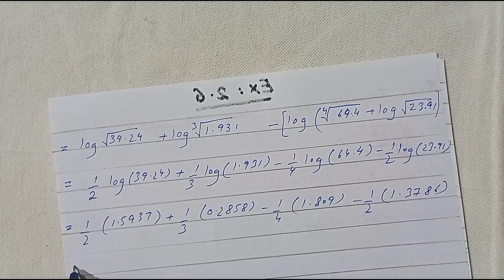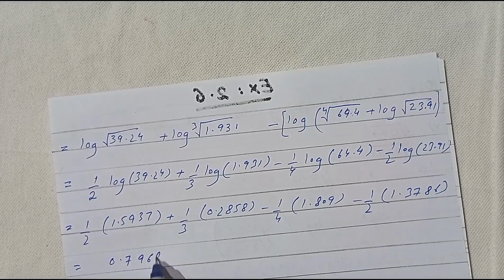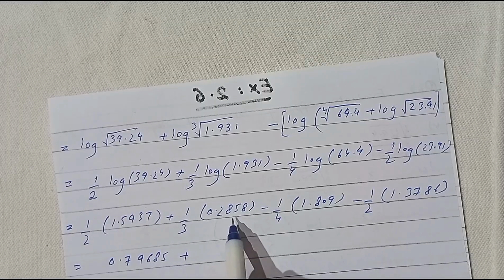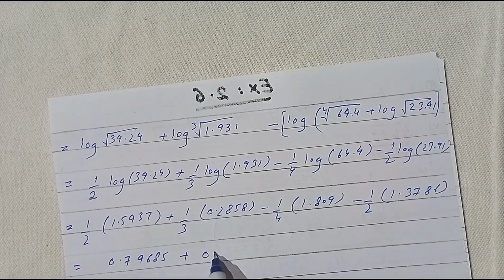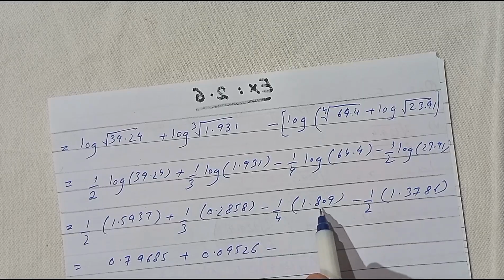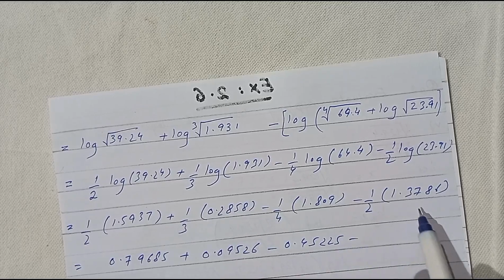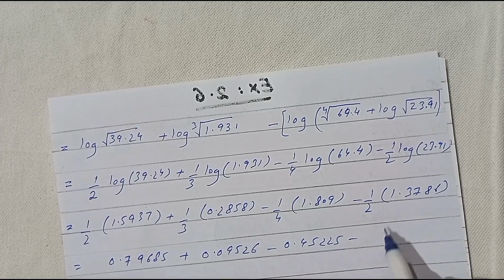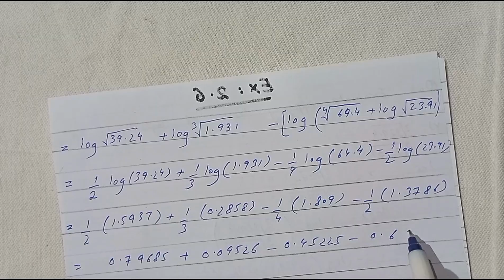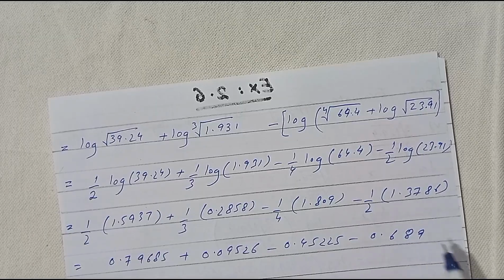1.3786. Dividing 1.5937 by 2, we get the answer 0.79685. Dividing 0.2858 by 3, we get the answer 0.09526. Dividing 1.809 by 4, we get the answer 0.45225. And dividing 1.3786 by 2, we get the answer 0.689.